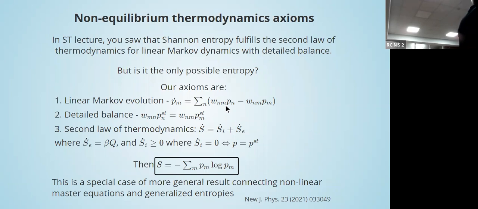But SI is totally free. Just there is one constraint that it's zero at equilibrium. And that is fixed totally. Yeah. But you have to remember that you have the linear Markov evolution. So when you take that the SI is the function of probability, then the time derivative of probability appears, which puts you in this form.